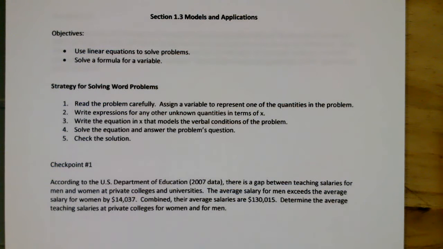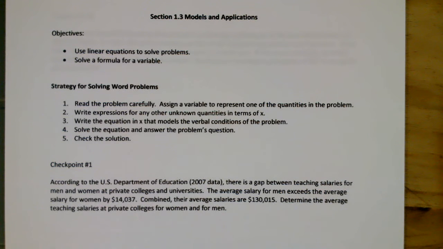All right, in this section, we're going to talk about section 1.3, dealing with models and applications. Basically, we're just going to be dealing with word problems. So in this section, we're going to use linear equations to solve problems and solve a formula for a variable. You'll be given a formula. You just want to write that formula in a different way so that you can get the defined variable by itself.